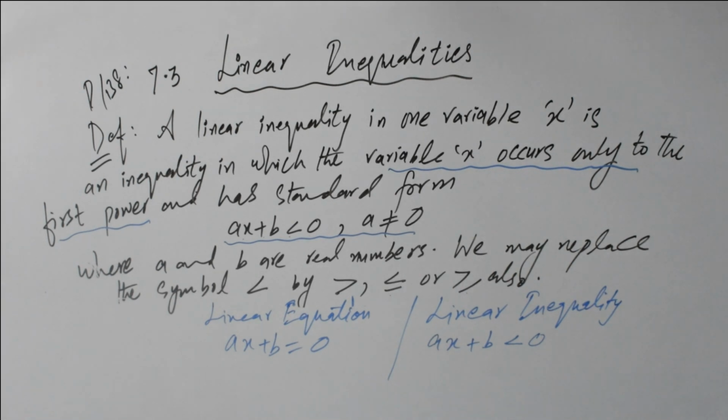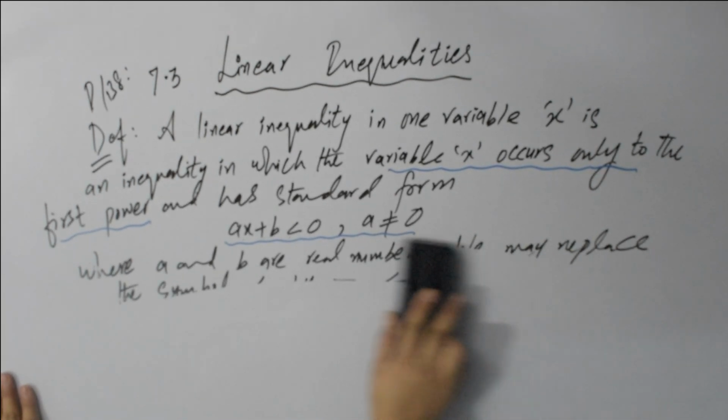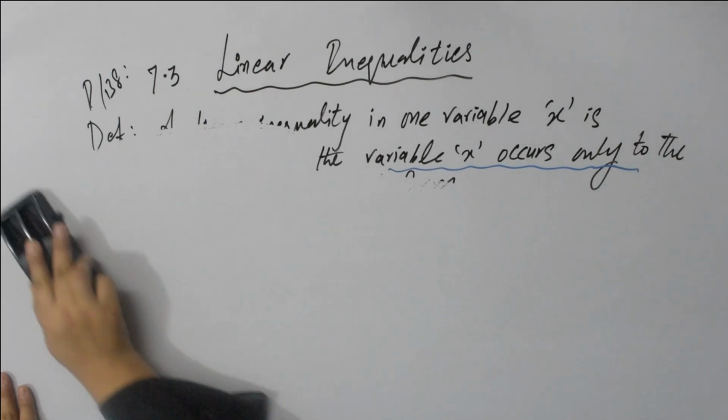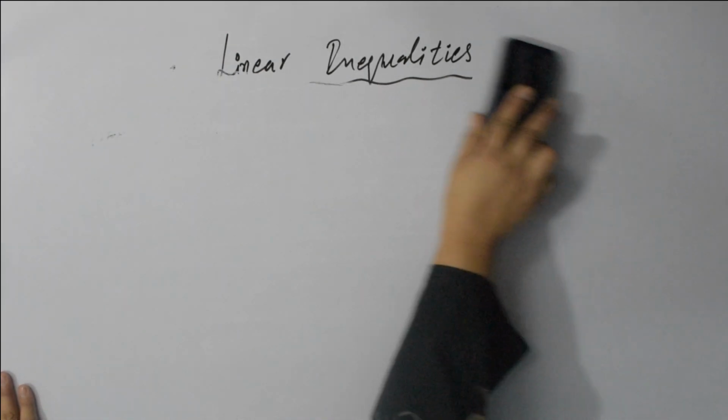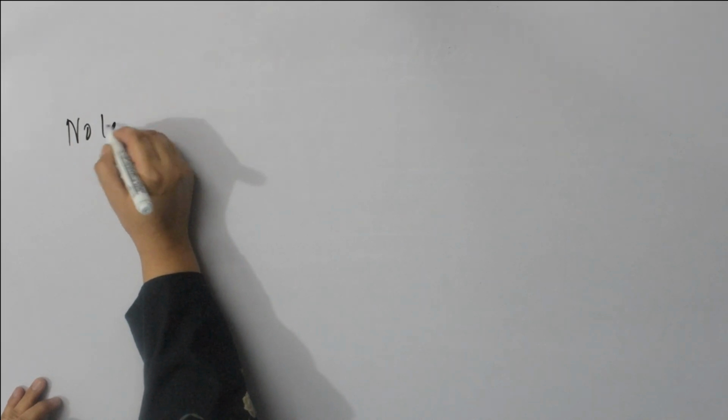Now come to a very important property, which I will use in many questions of exercise 7.3. The property is: whenever you multiply an inequality by a negative number or divide by a negative number, the sign of the inequality will change. This is a very important property. They have given you certain properties on the same page 139. You can read them yourself. The main thing important for 7.3 is this property.